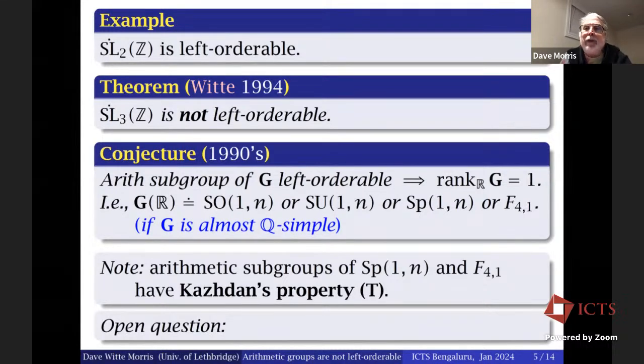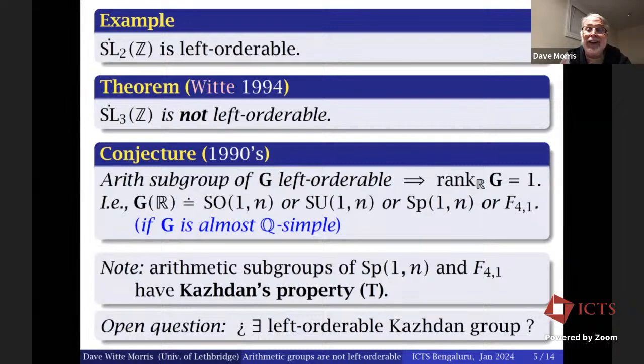And it's a famous open question in the field of orderable groups whether there exists a left orderable group that has Kazhdan's property T. So my feeling definitely is that at least the lattices in Sp(1,n) and F4 are not orderable, but it would certainly raise a lot of eyebrows if you could find a left orderable lattice of one of those two groups, that would be great, or prove that no Kazhdan groups are left orderable. Both of those are very good questions, and I have no idea how to solve them.